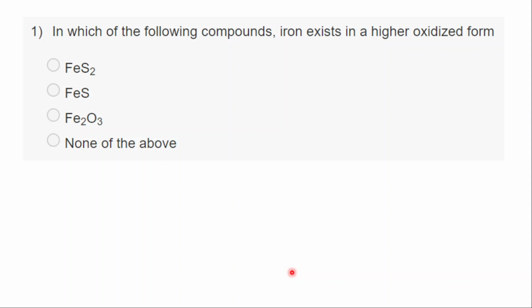So the first question for this practice problem set is: in which of the following compounds does iron exist in a higher oxidized form? This is the question, students. In which of the following compounds does iron exist in a higher oxidized form? Option A, FeS2. Option B, FeS. Option C, Fe2O3. Option D, none of the above.